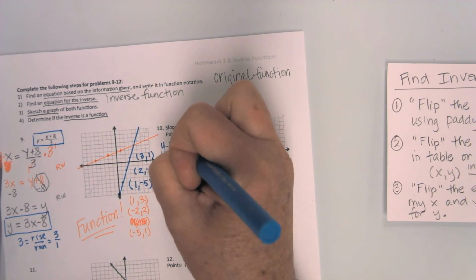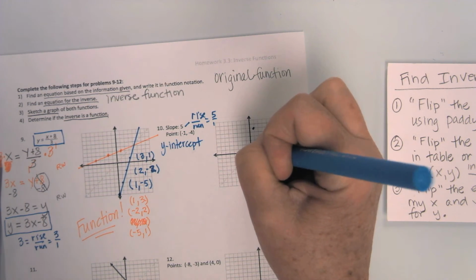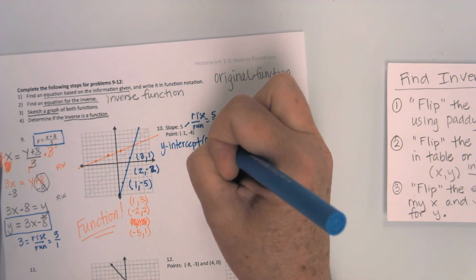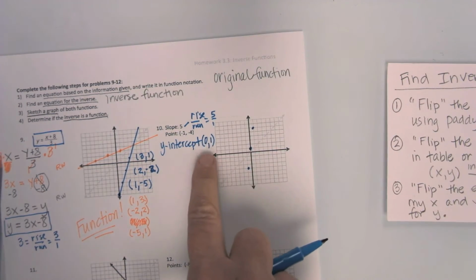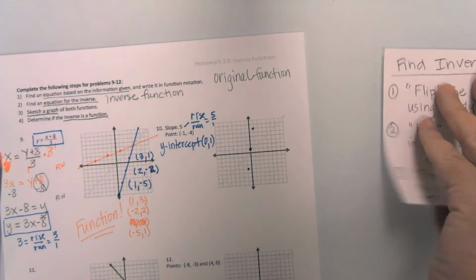Okay, so my y-intercept is positive 1. It's at 0, 1. That's going to be important here in a minute. That's how we write our equation. So I'm going to go ahead and sketch in my first line.